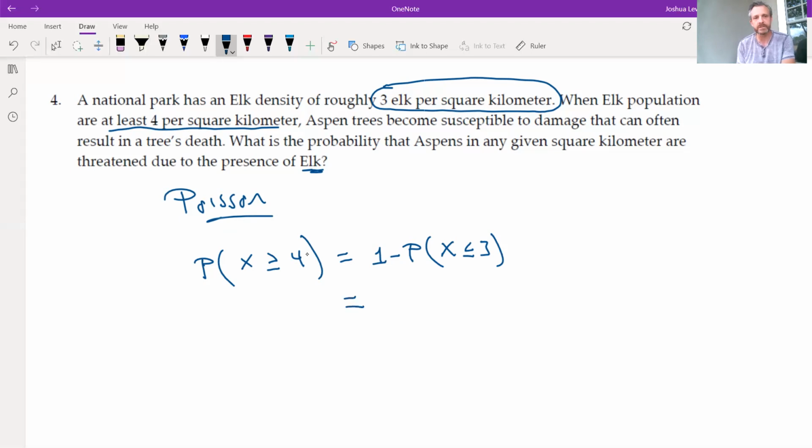And so whatever tool you use, whether it's Poisson CDF or Poisson Dist, on Excel or the TI, this is the answer you should get. You get 0.3528. Okay, so that is the probability that aspens in any given square kilometer are threatened.